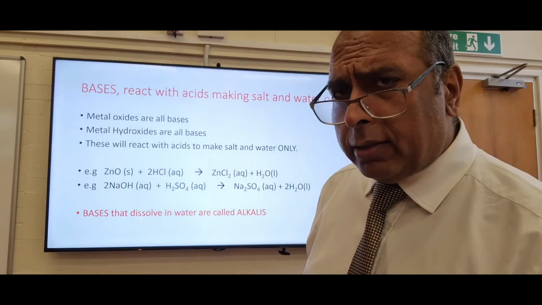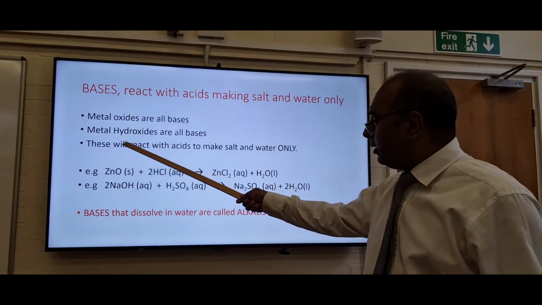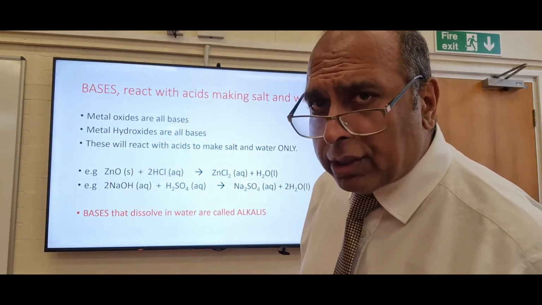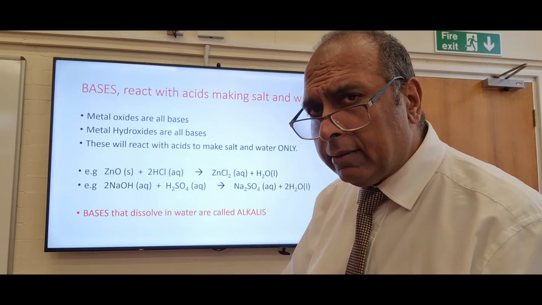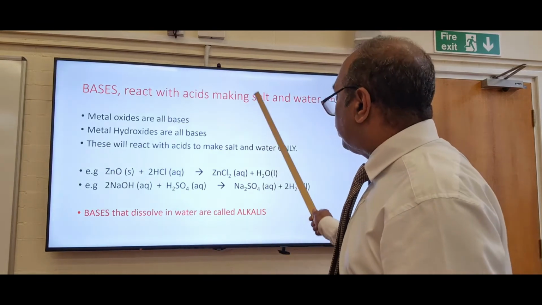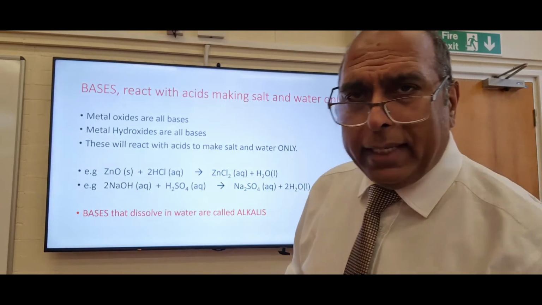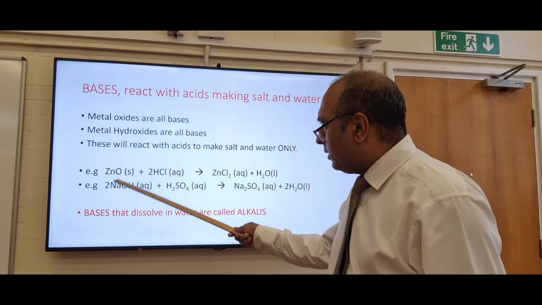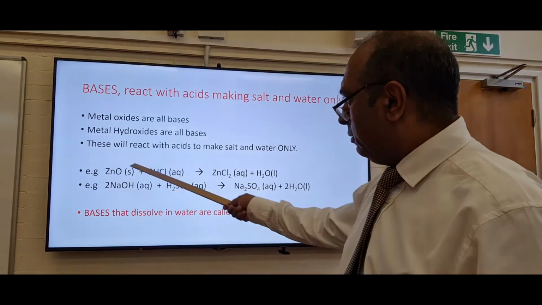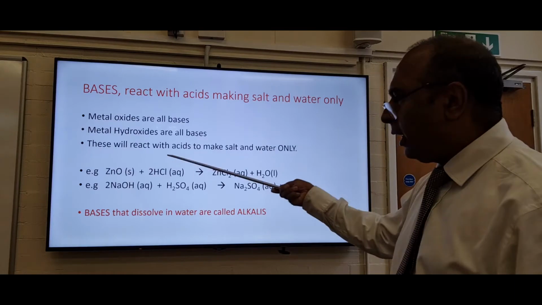The bases of our world are metal oxides and metal hydroxides. Metal oxides and metal hydroxides will always react with an acid. All right, reaction might be slow, but they'll always react with an acid, and they will always make salt and water only. So the metal oxides, metal hydroxides are the bases of our world. And these are the bases. I've just picked 2: zinc oxide, sodium hydroxide, metal oxide, metal hydroxide, with acid makes salt and water, with acid makes salt and water, and therefore they're bases.